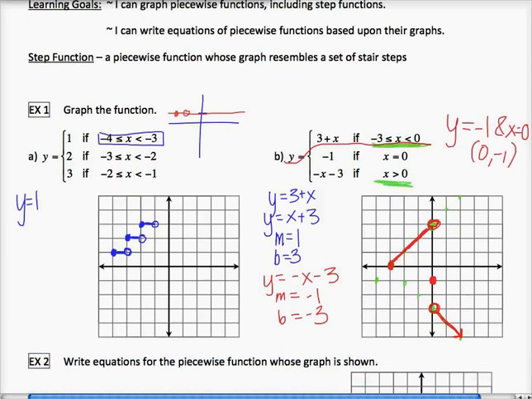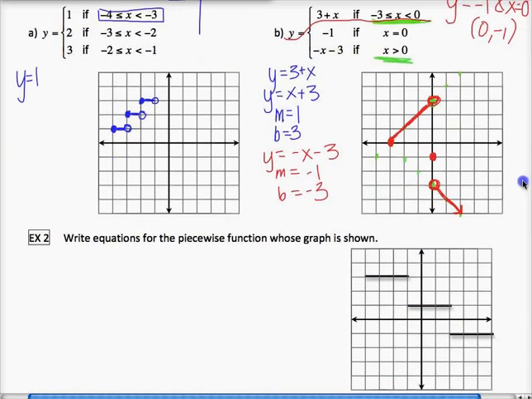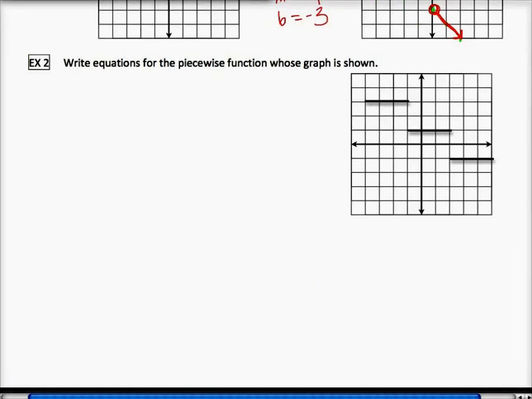So now our second learning goal: write the equations of piecewise functions based upon their graph. Now, on your paper, you should have the dots already filled in. They weren't on my Word because Word doesn't make small enough circles to use, but that's an open on your paper. This is closed. Open here, closed here, open here, and closed here. Okay, so it wants us to write equations for this piecewise function.